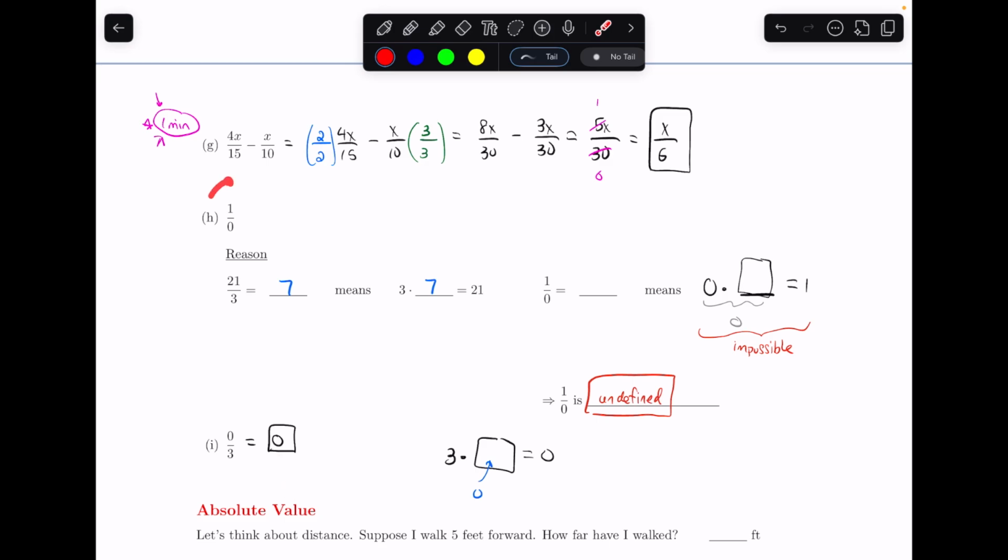But 1 divided by 0 would mean I have $1 divided amongst 0 people. But that doesn't make sense. There's nobody to give money to if there's 0 people I'm dividing it amongst. So that question doesn't make sense, and that's why that's undefined on an intuitive level. And there we have it.